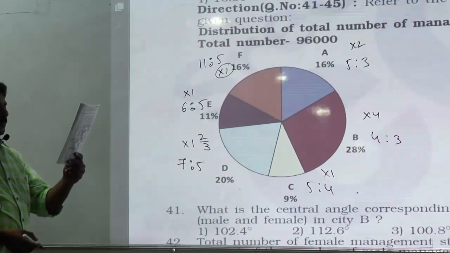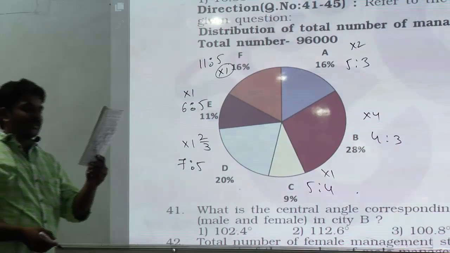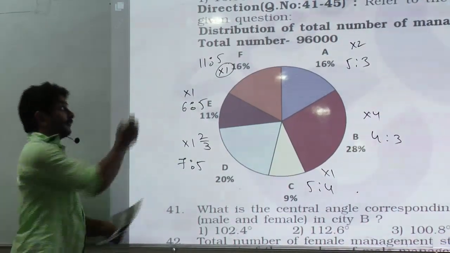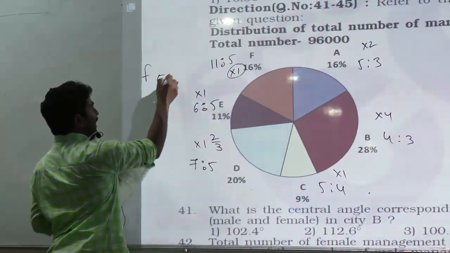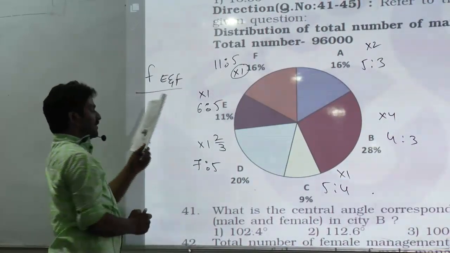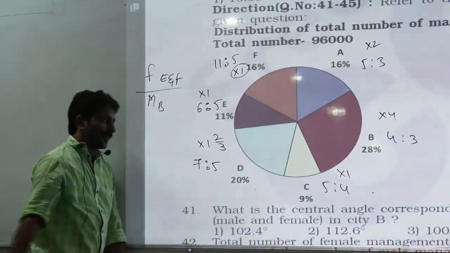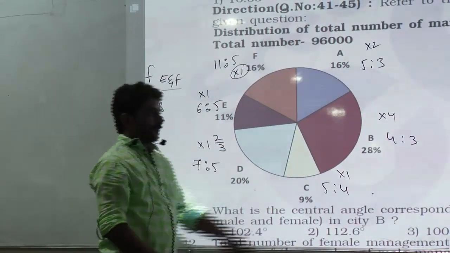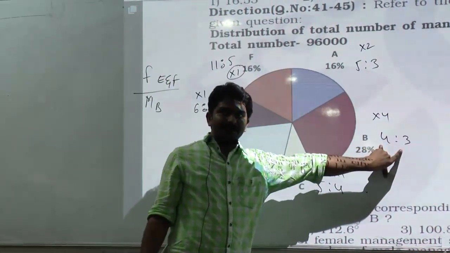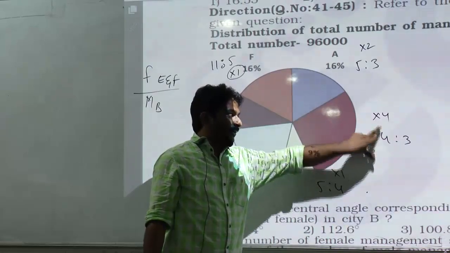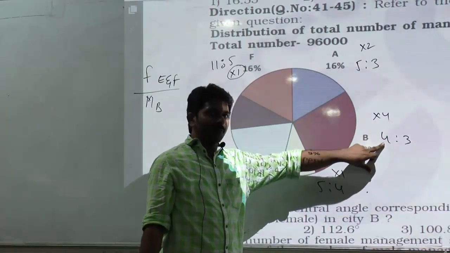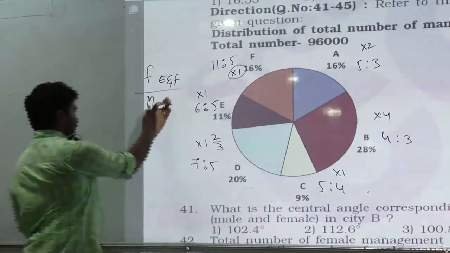42. Number of female management students in E and F. What percent of male from city B? City B. Male to female ratio total 7 parts. That is 4 times. Male are 4 parts. That is 16. So denominator is 16.